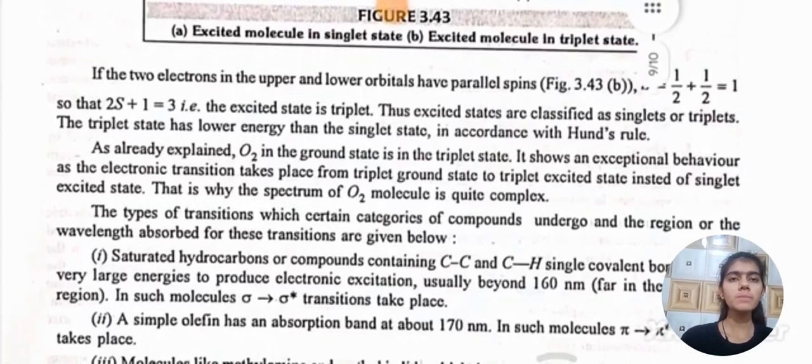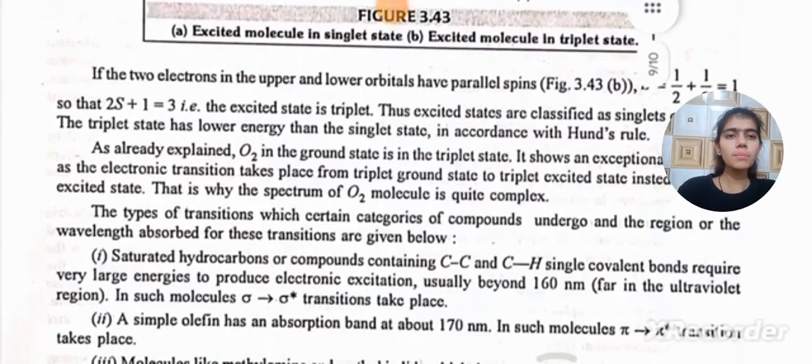As already explained, oxygen in the ground state is in the triplet state. It shows an exceptional behavior as the electronic transition takes place from triplet ground state to triplet excited state instead of singlet excited state. That's why the spectrum of O2 molecule is quite complex. The types of transitions which certain categories of compounds undergo, and the wavelengths absorbed for these transitions, are given below.